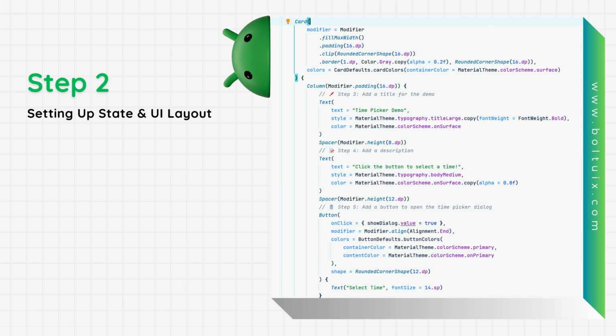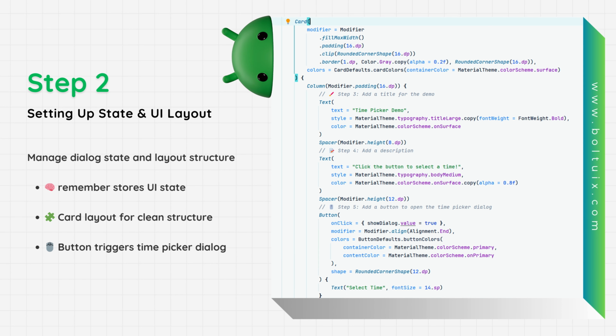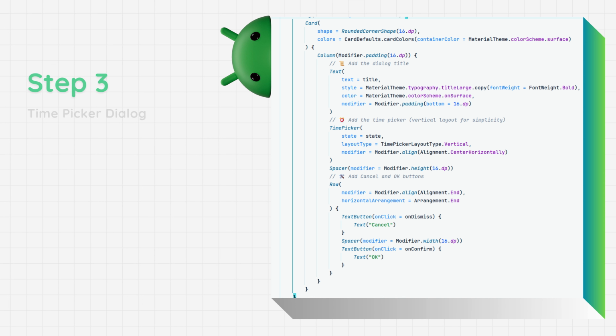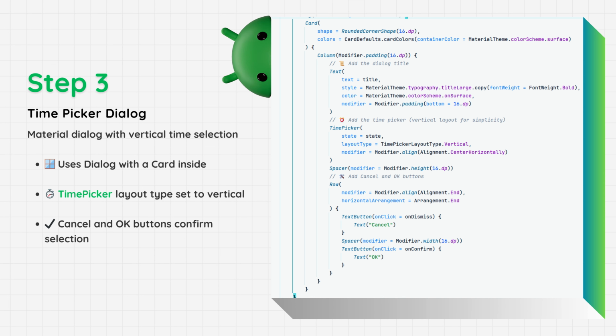In our UI, we use a card component with padding and rounded corners for structure. Inside, we include a title and a button. When the button is clicked, we show the Time Picker dialog by updating the Show Dialog state. The dialog uses a card with a title and a vertical time picker. Below it, we provide Cancel and OK buttons to either dismiss the dialog or confirm the chosen time.